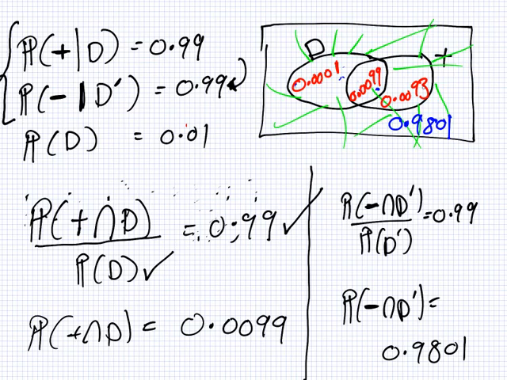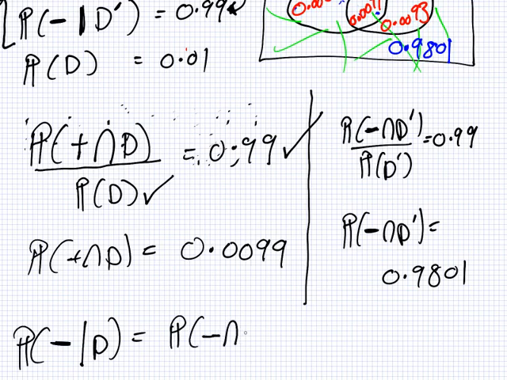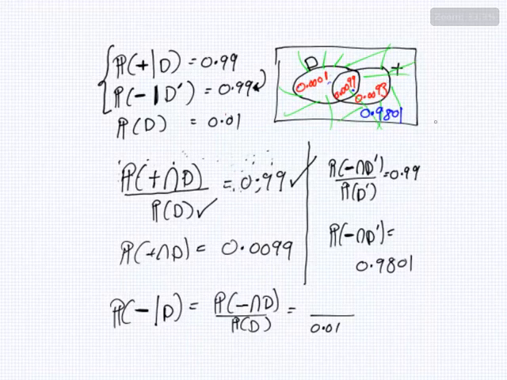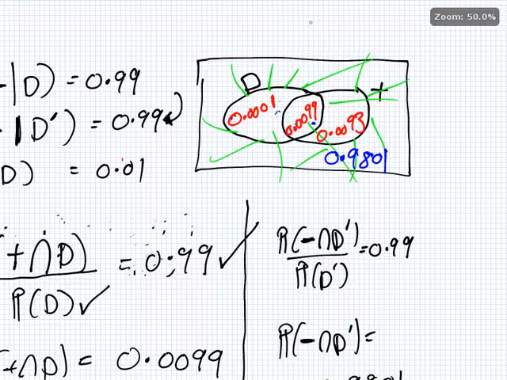What did we say was the worst situation? The worst situation is that somebody has the disease and what? Negative result. So that would be probability of negative, given that they have the disease. So that would be probability of negative and disease over probability of disease. Okay, I know what the bottom is. It's 0.01. Negative and diseased. Which of the four numbers is that here?